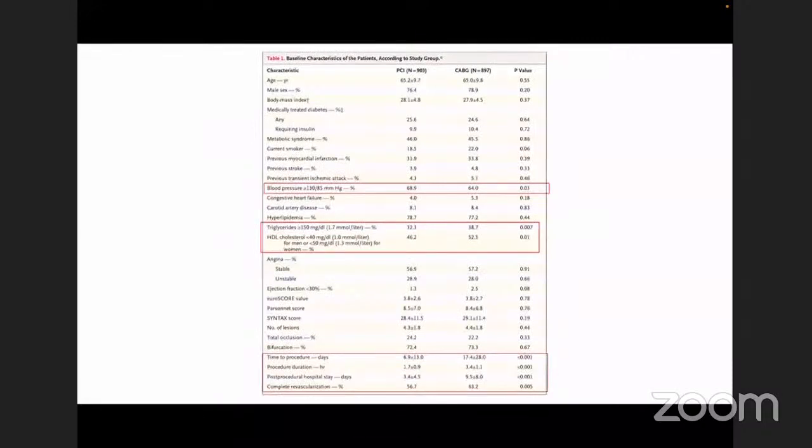So these were the baseline characteristics of the patients. It was similar in both groups. However, blood pressure of more than 130 systolic and 85 diastolic was higher in the PCI group, as well as the triglyceride and HDL cholesterol. The triglyceride was higher in the CABG group, and also the HDL cholesterol. The time from randomization to the procedure was higher in the CABG group.